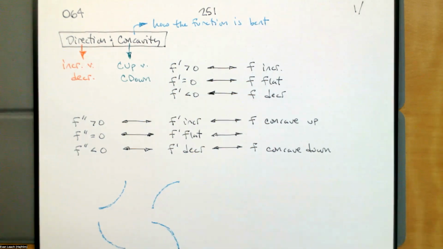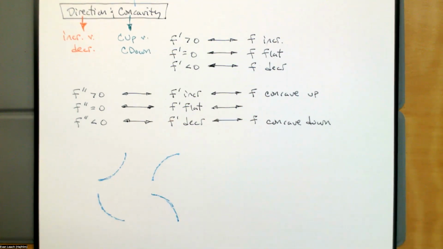We also drew four things that could happen, four combinations: increasing and concave up, decreasing and concave up, increasing and concave down, decreasing and concave down. So we've got two choices for direction, two choices for concavity. That makes four choices total.